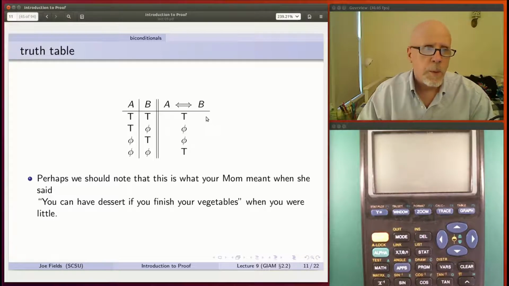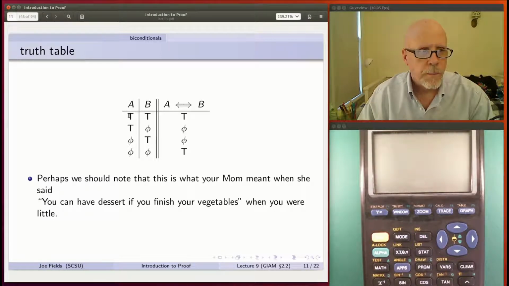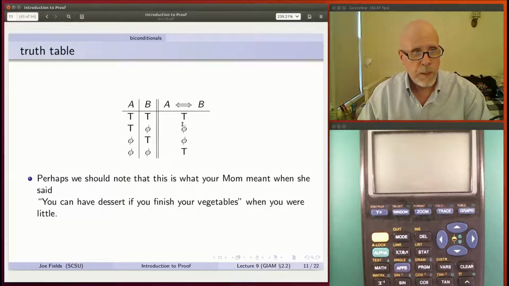Look at the truth table up above us here. The top line is you finished the vegetables and she gave you dessert. So clearly her statement was a truthful one. The second line is you finished the vegetables and she did not give you dessert. Mom, what the hell? That's a lie, right? That's her if statement being false. The bottom has to do with vacuous truth.